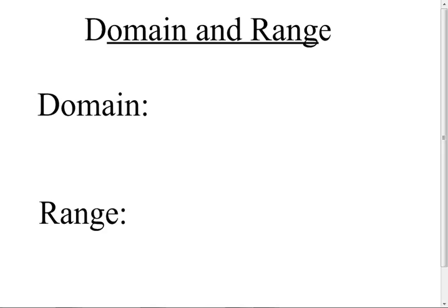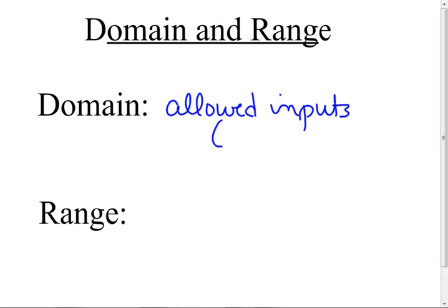Now, do you remember what domain is? Domain is from one end to the other end. It's the allowed inputs. This is the horizontal. As far as you're concerned, they'll probably be x values, but it's the horizontal values. Okay? What's the range? Those are the vertical ones, and they're called the outputs.